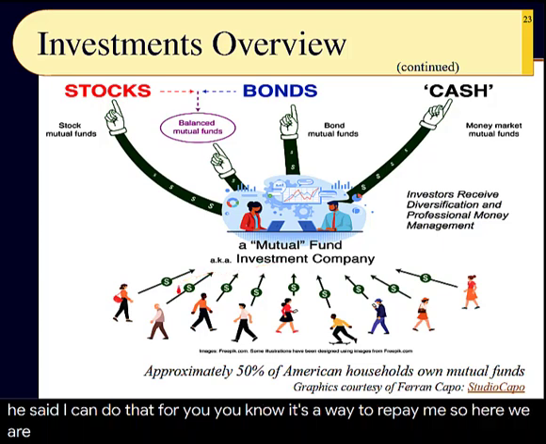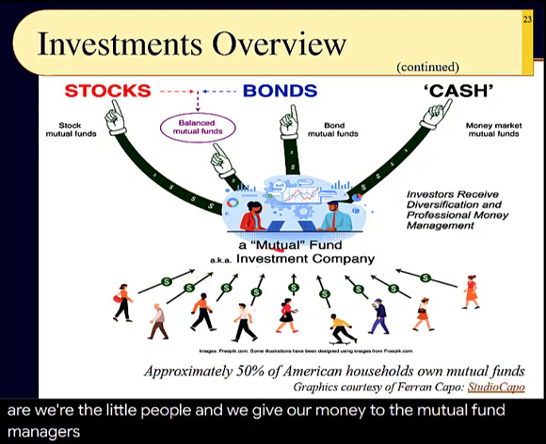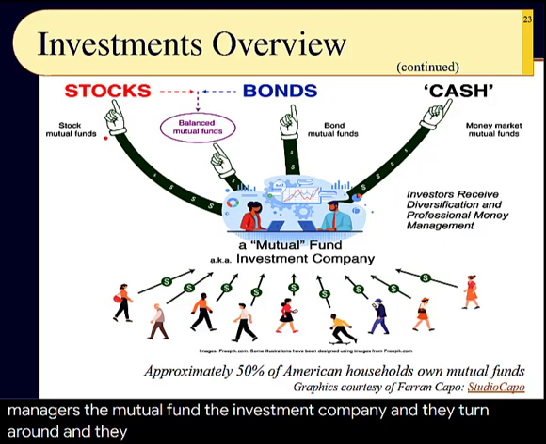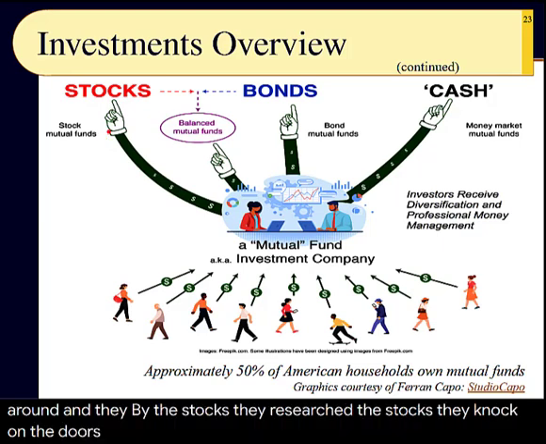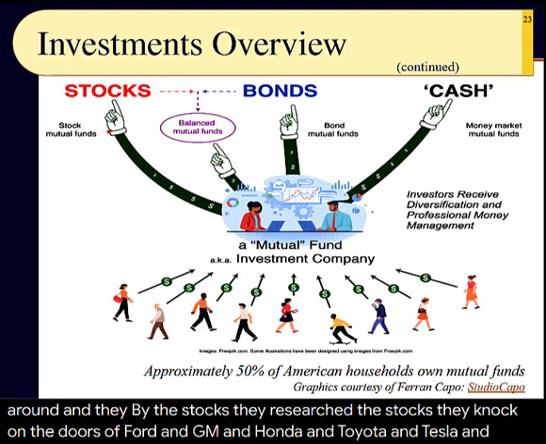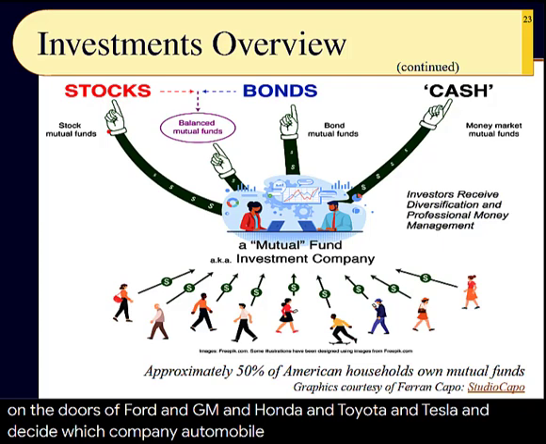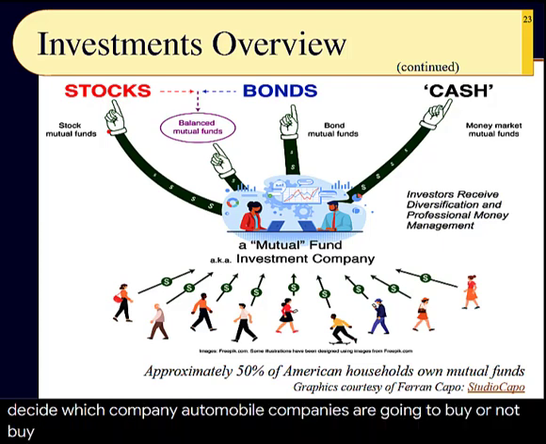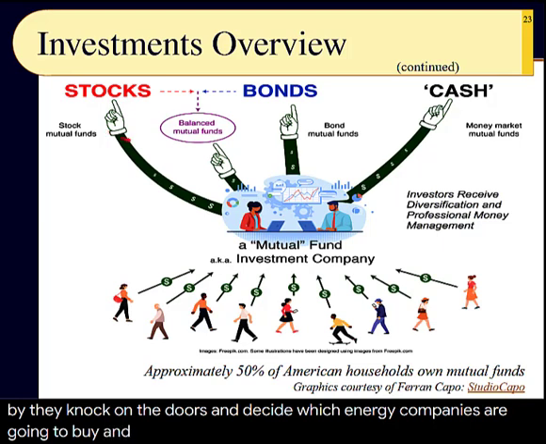So here we are. We're the little people, and we give our money to the mutual fund managers, the investment company, and they turn around and buy the stocks. They research the stocks. They knock on the doors of Ford and GM and Honda and Toyota and Tesla and decide which automobile companies they're going to buy or not buy. They knock on the doors and decide which energy companies they're going to buy. And if they buy stocks, that's called a stock mutual fund.